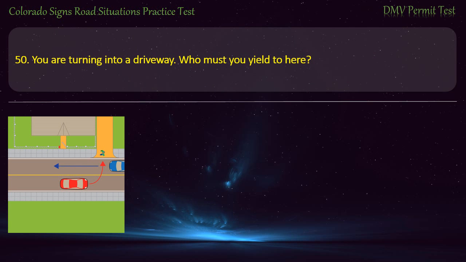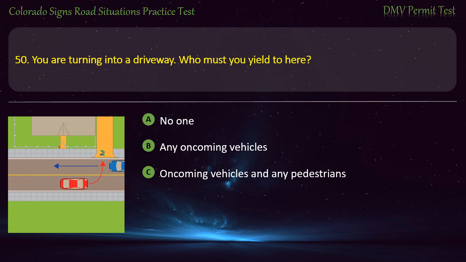Question 50. You are turning into a driveway. Who must you yield to here? No one. Any oncoming vehicles. Oncoming vehicles and any pedestrians. Any pedestrians. Answer. Oncoming vehicles and any pedestrians.